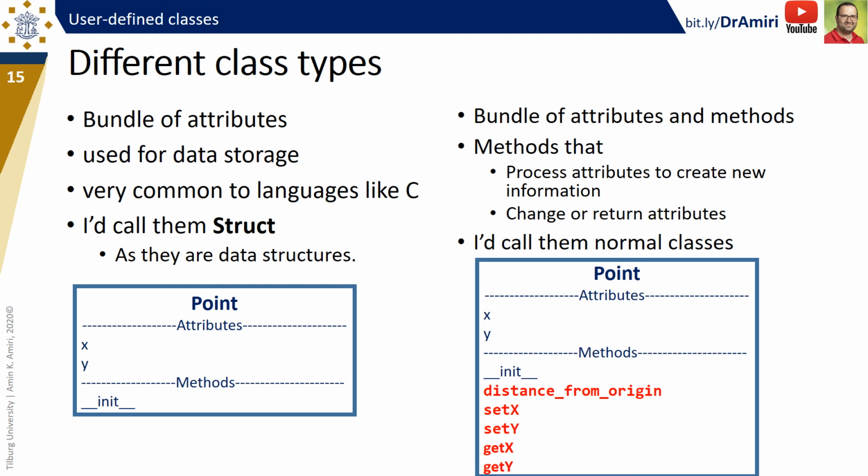In comparison, most of the time you have classes that are bundles of attributes and methods. Methods that process attributes to create new information, or they change or return attributes. I would call these classes normal classes. You can see here in the normal Point, in addition to x, y, and dunder init, I have a method called distance from origin that calculates the distance of this point x, y from 0 and 0.